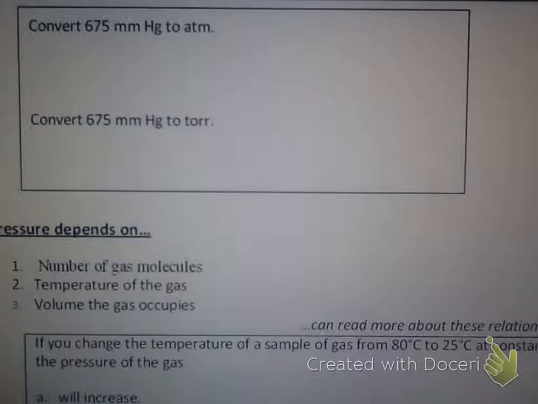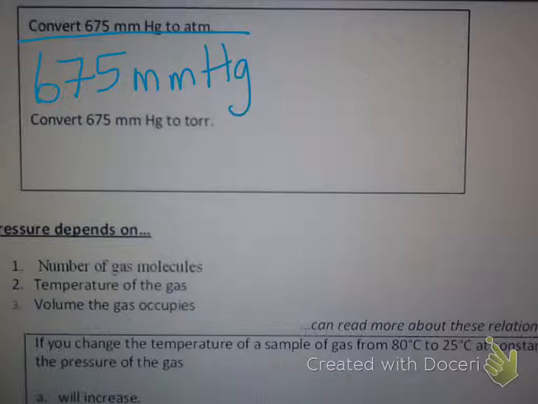Alright, so it's our first pressure conversion problem. We've done a lot of conversions in Chapter 7 and Chapter 9, so we're not away from it yet. Okay, let's look at the first one. It says convert 675 millimeters of mercury to atmospheres. So we're given 675 millimeters of mercury. We need to convert that to atmospheres, so how are we going to do that?